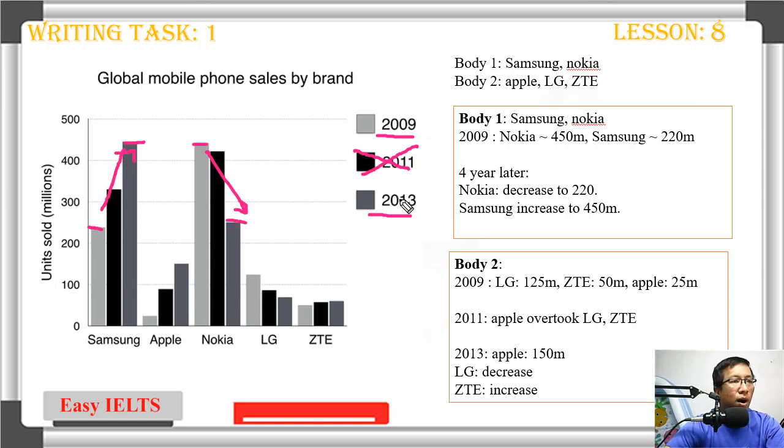Now for body 2, in the first year right here, LG 125, ZTE 50, Apple 25. In the year 2013, Apple increased, LG decreased, and ZTE increased a little bit. And actually, we can add this sentence into body 2: in 2011, Apple overtook LG and ZTE. You can write about this, it makes the essay more interesting, but you don't have to.